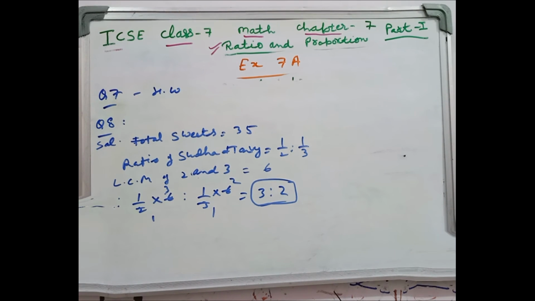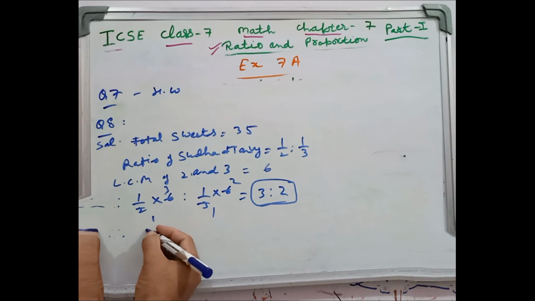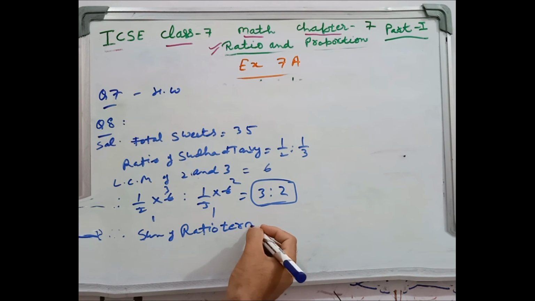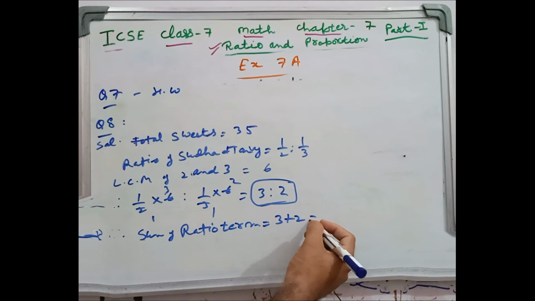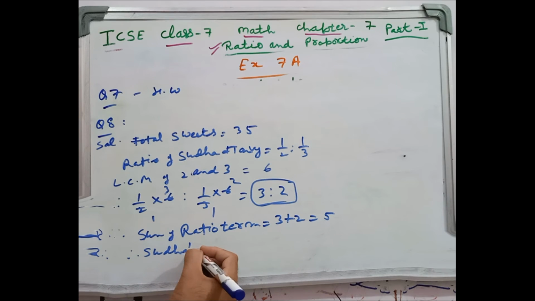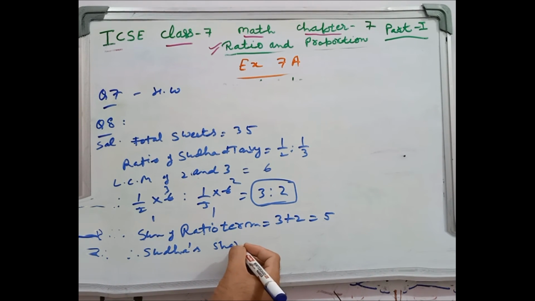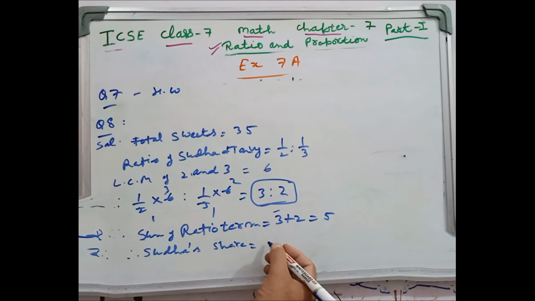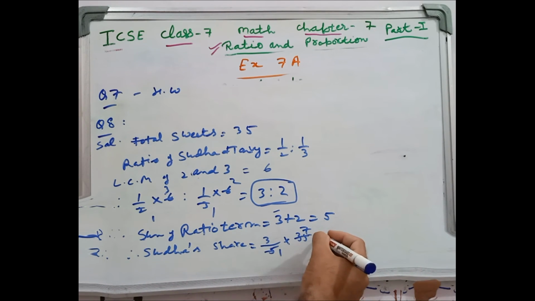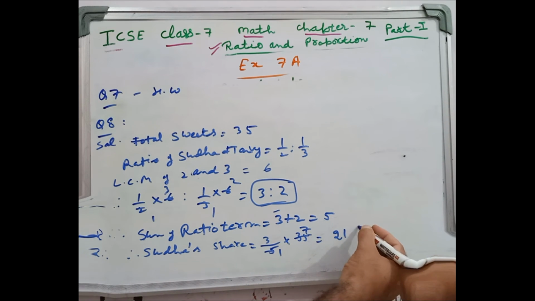On the basis of this, we will divide 35 sweets. Therefore, Sudha's sum of ratio would be 3 plus 2 equal to 5. Therefore, Sudha's share would be: Sudha has got 3, sum 5, total number of sweets 35. 5 sevens are 35. So Sudha will get 21 sweets.